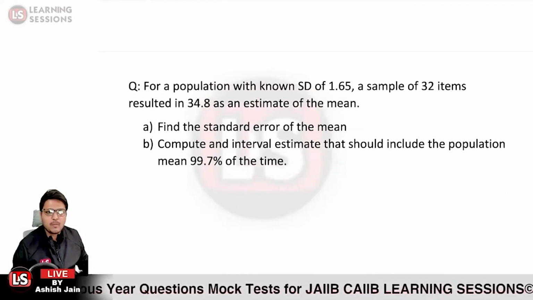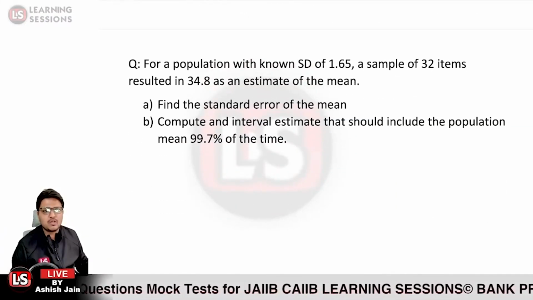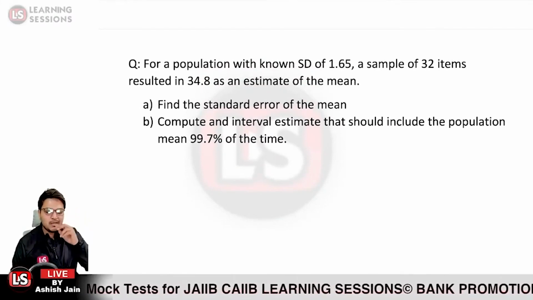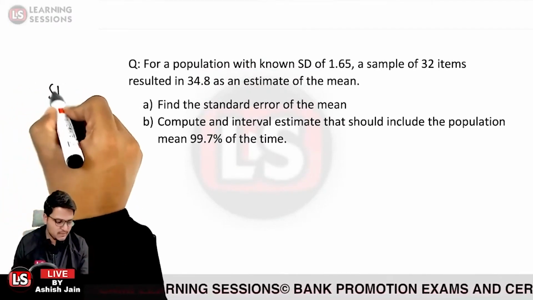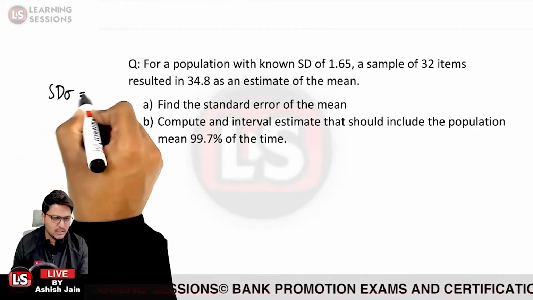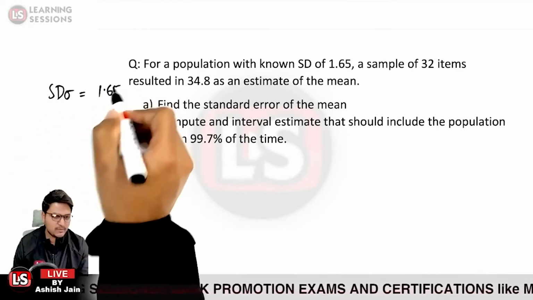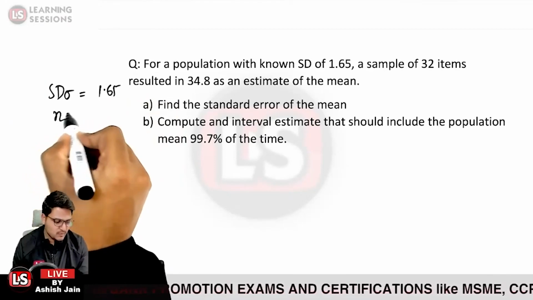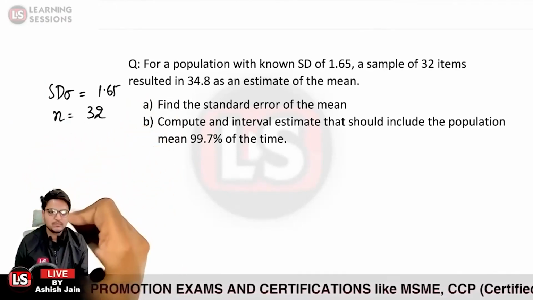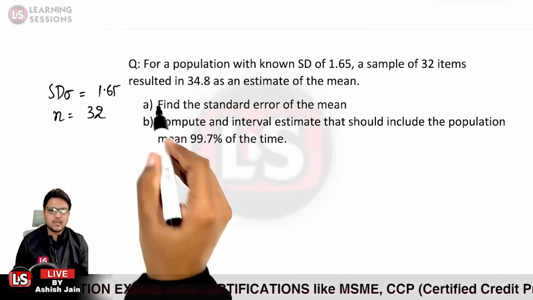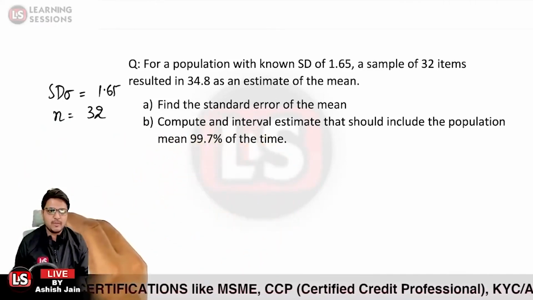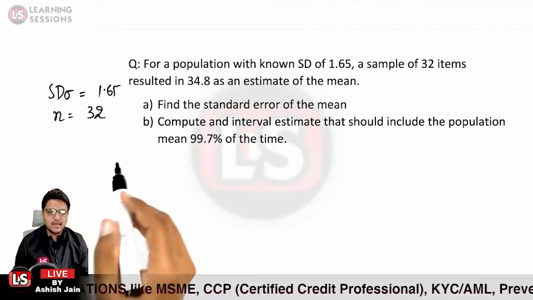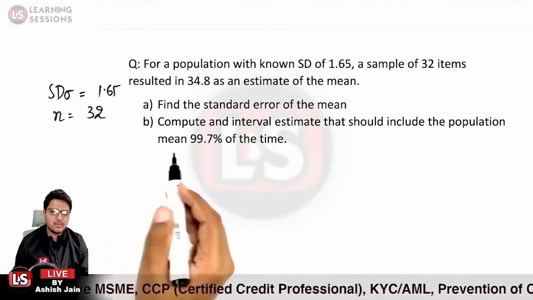It says, for a population with known standard deviation of 1.65. So the standard deviation, that is sigma, is given to be 1.65. Further, a sample size is given to be 32. Further, it resulted in 34.8 as an estimate of the mean.